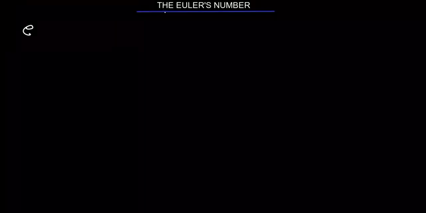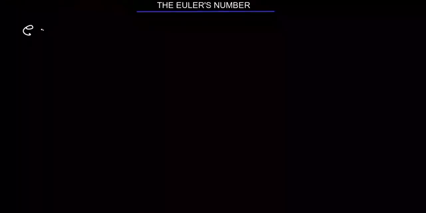Let's look at Euler's number in this video. Euler's number is defined. It has two definitions. The first one, if you have E, this E is what we use to represent Euler's number. It has two definitions in terms of limit of function.